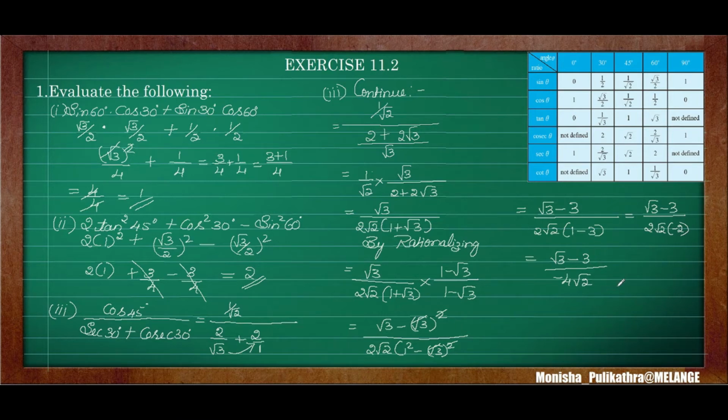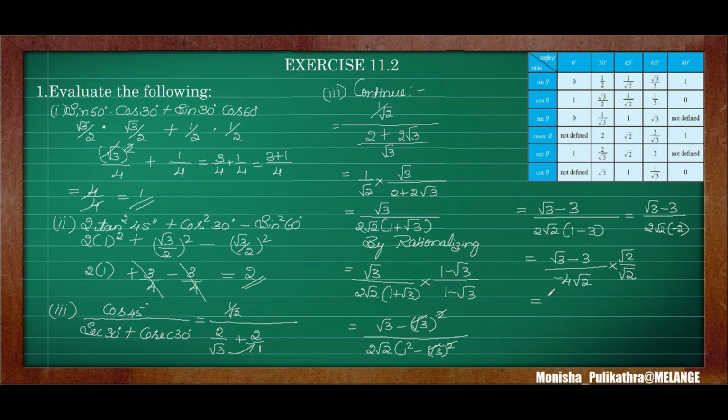Either you can stop here or else again you can rationalize it. If it becomes tedious for you, it's okay. Because the answer in the textbook that they have given is very much different. So we have to rationalize this also. Okay. Since root 2 is here, I will be taking this root 2.